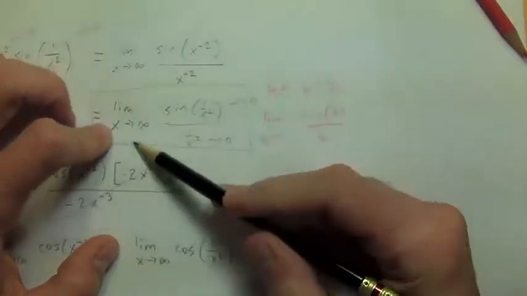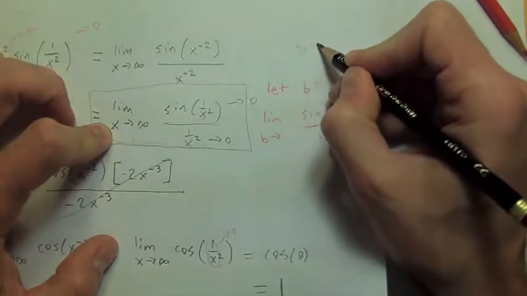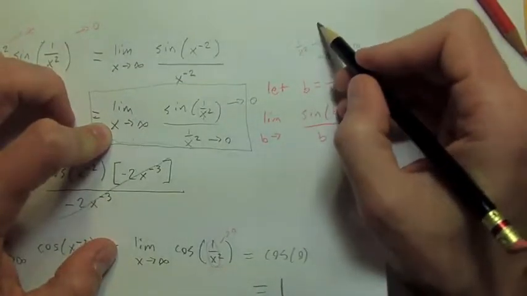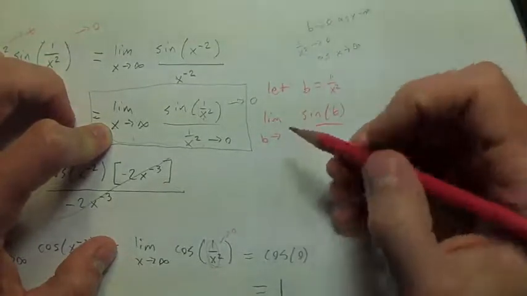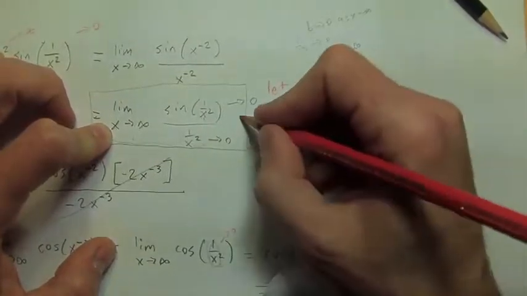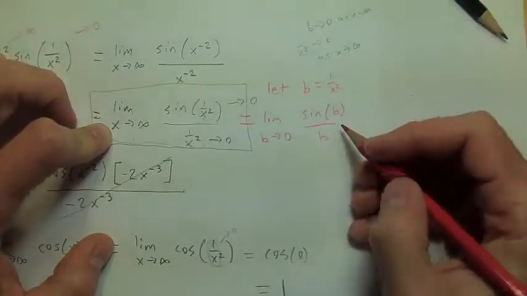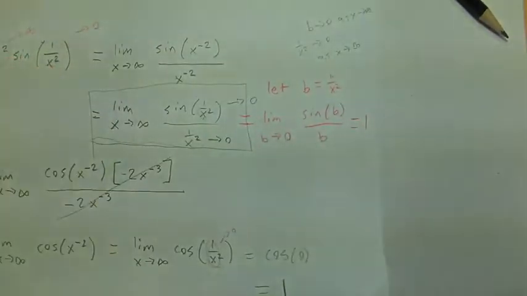Now, as x goes to infinity, 1 over x squared goes to 0. So that means that b goes to 0 as x goes to infinity. So we could rewrite this limit as the limit as b goes to 0 of sine of b over b, and the limit of sine of b over b as b goes to 0, that's one of our famous trig limits, 1. So we could have actually done that instead of using L'Hopital's Rule. Kind of tricky, but if you saw that pattern, that is something you could do for this problem.